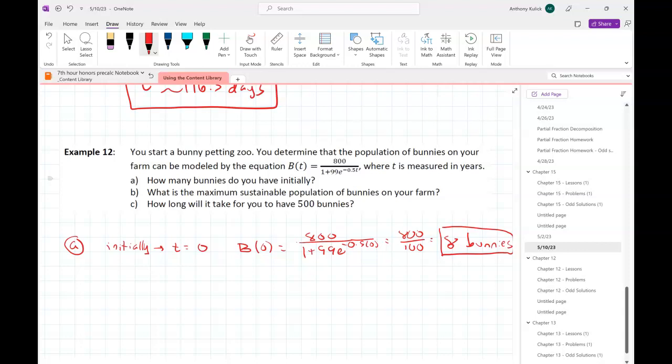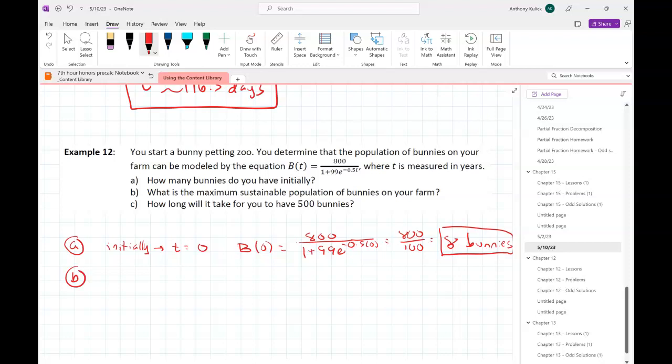Everybody cool with what we did there? Remember that anything non-zero to the 0 is 1. What's 0 to the 0? Oh, it's like the weird thing, like undefined. Undefined isn't the word that we want. Indeterminate was the term for that. Yes, good.